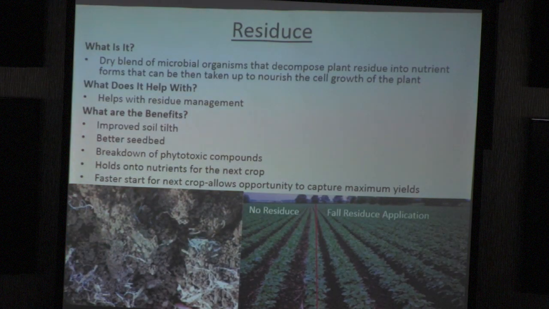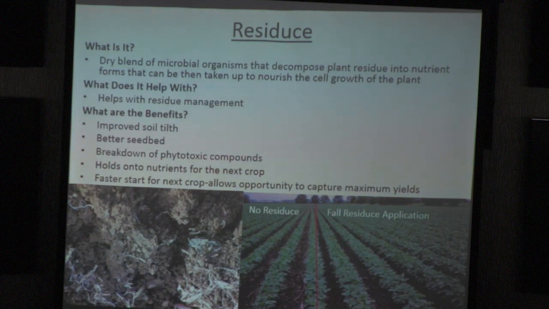Residues is our other product. This is a dry product. It is a dry blend of microbial organisms that decompose plant residue into nutrient forms that can be taken up to nourish the cell of the plant. So this can be great for your residue management program if you need one.